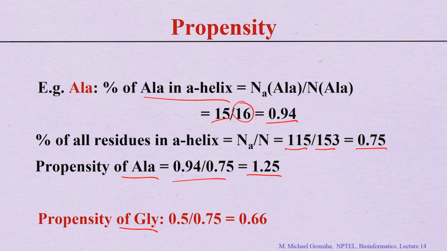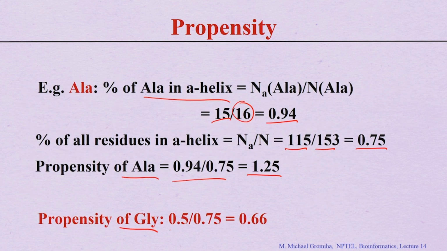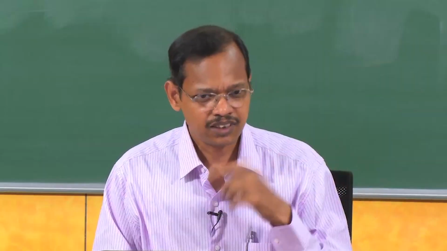Then you take glycine. How many glycines are here? 1, 2, 3, 4, 5, 6, 7, 8, 9, 9 or 10 glycines. Finally, this is 0.5, the fraction of glycine in helix, and this is 0.75, the fraction of helices. Divide these and you get 0.66. In this case it is less than 1. So from this, what can we infer? Glycine is not preferred in alpha helix.